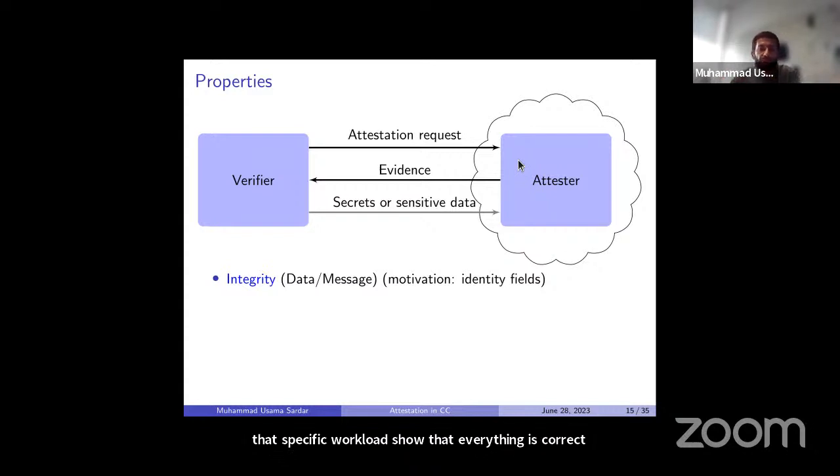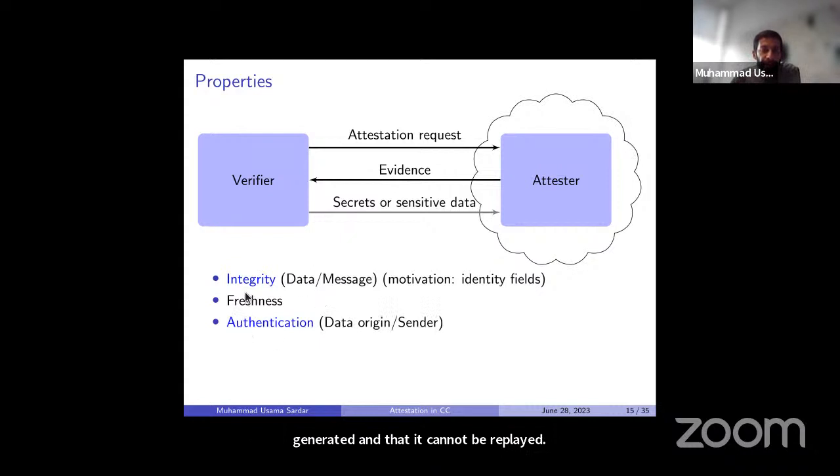However, this would not be the case. So we want to have integrity as one of the main goals. And we also want to ensure that the evidence is freshly generated and that it cannot be replayed by the cloud provider. A relevant property to integrity is authentication. The verifier also needs to ensure that the attester, the entity it is talking to, is the real attester that it wants to talk to, to authenticate that specific entity.